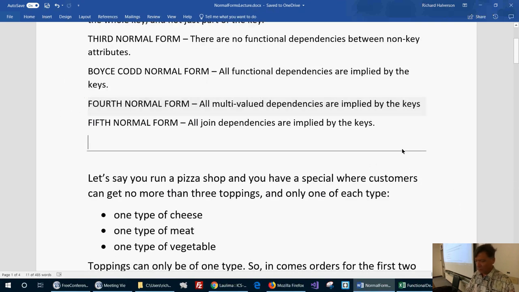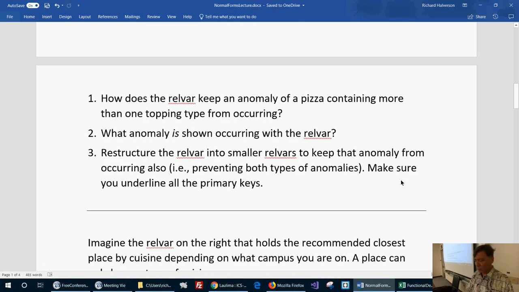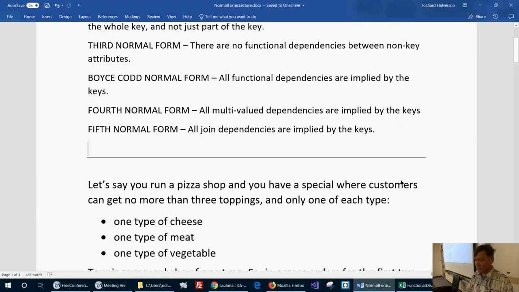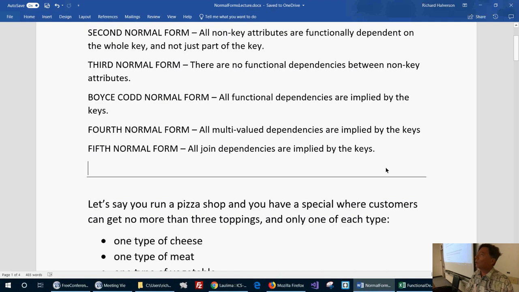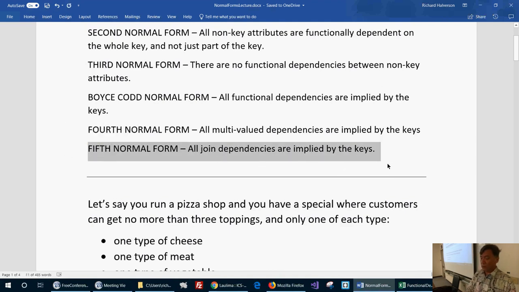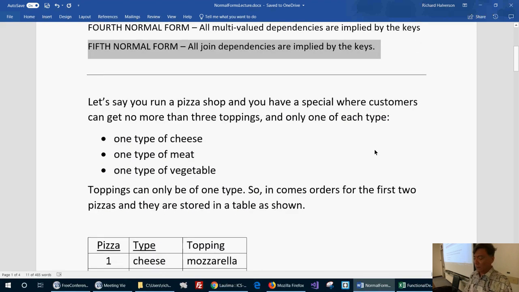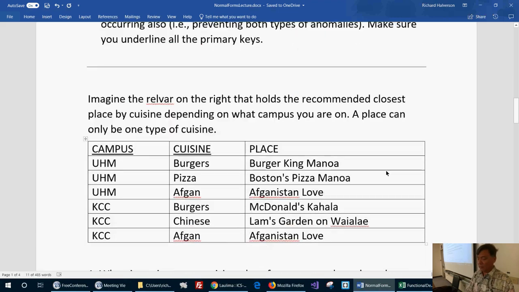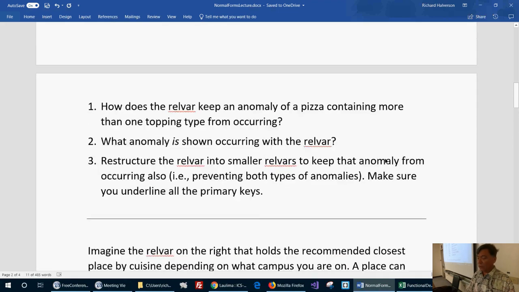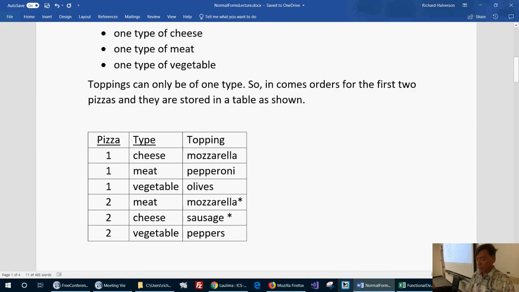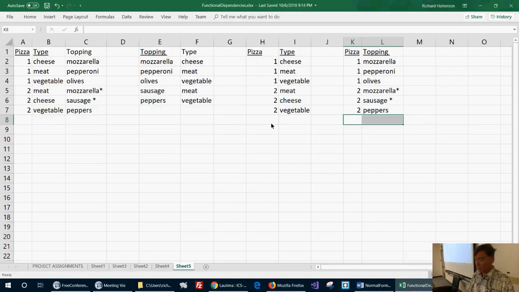So anyway, if we actually go back to this thing, all multi-value dependencies are implied by the keys. We'll get to the multi-value dependency example later on, but there weren't any in this example. Fifth normal form means that all join dependencies are implied by the keys. There's a join dependency here, so these are in fifth.